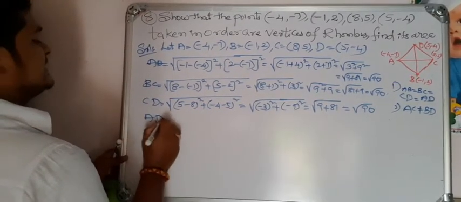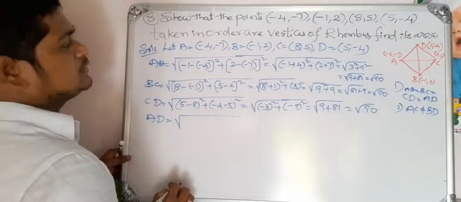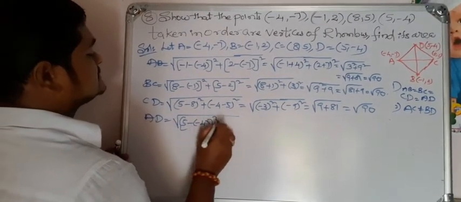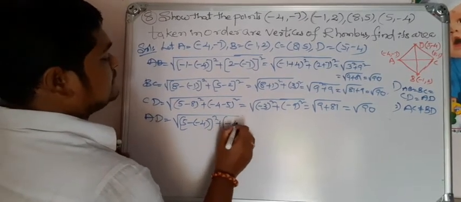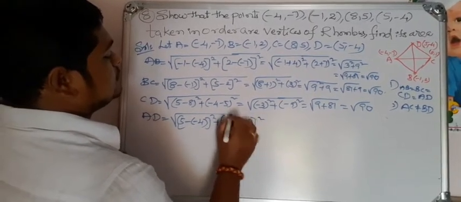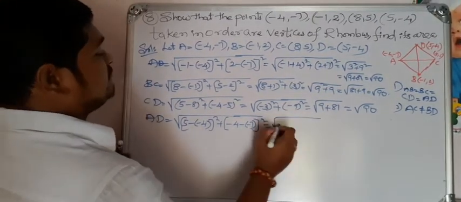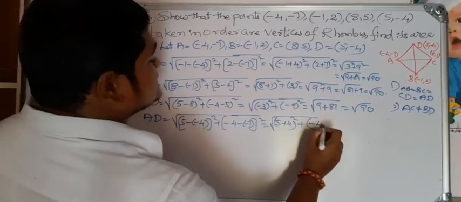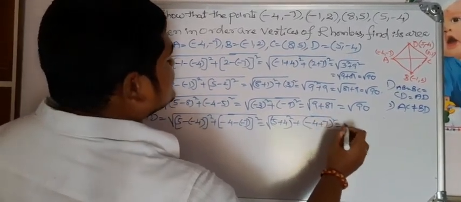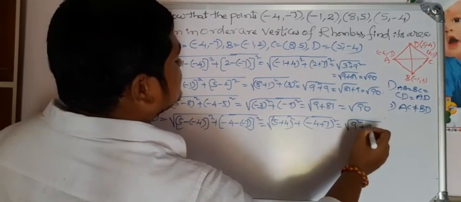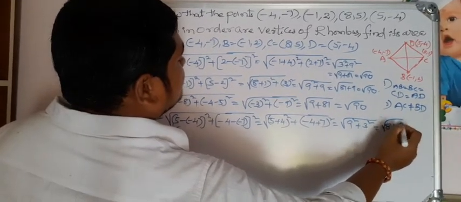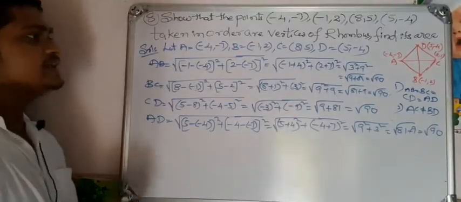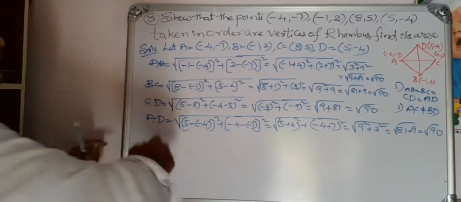Next, find AD. AD is equal to root over our first point and last point: (5 minus of -4) whole square plus (-4 minus of -7) whole square. So it is 5 plus 4 whole square plus -4 plus 7 whole square. It is 9 square plus 3 square, which is 81 plus 9, equal to root 90. Up to here we found the sides. Then find the diagonals AC and BD.